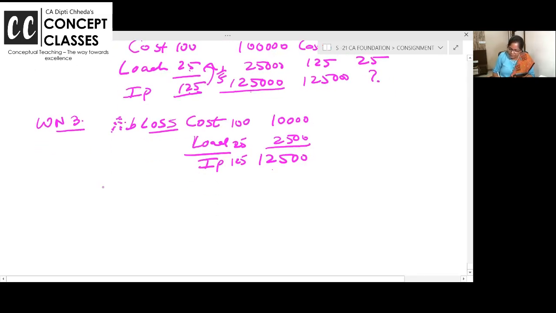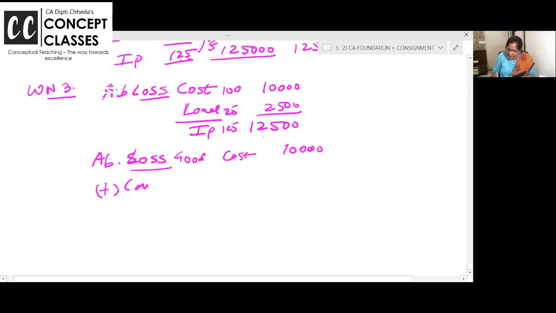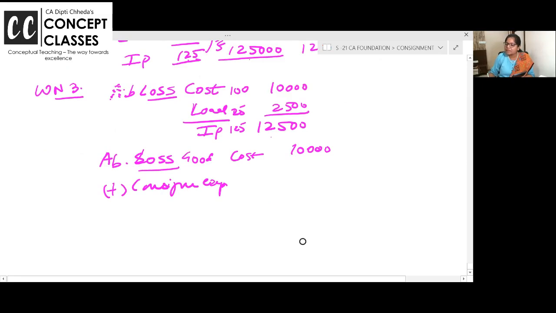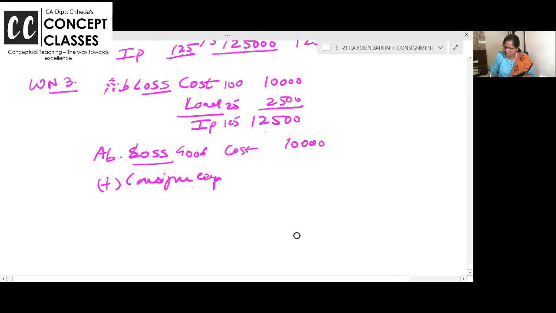Now, abnormal loss: the cost of goods is 10,000. Write it down. Shall we add consignor's expense? The goods are lost in the godown of the consignee. So consignor's expense will be added, right? Will we take consignor's expense or not?